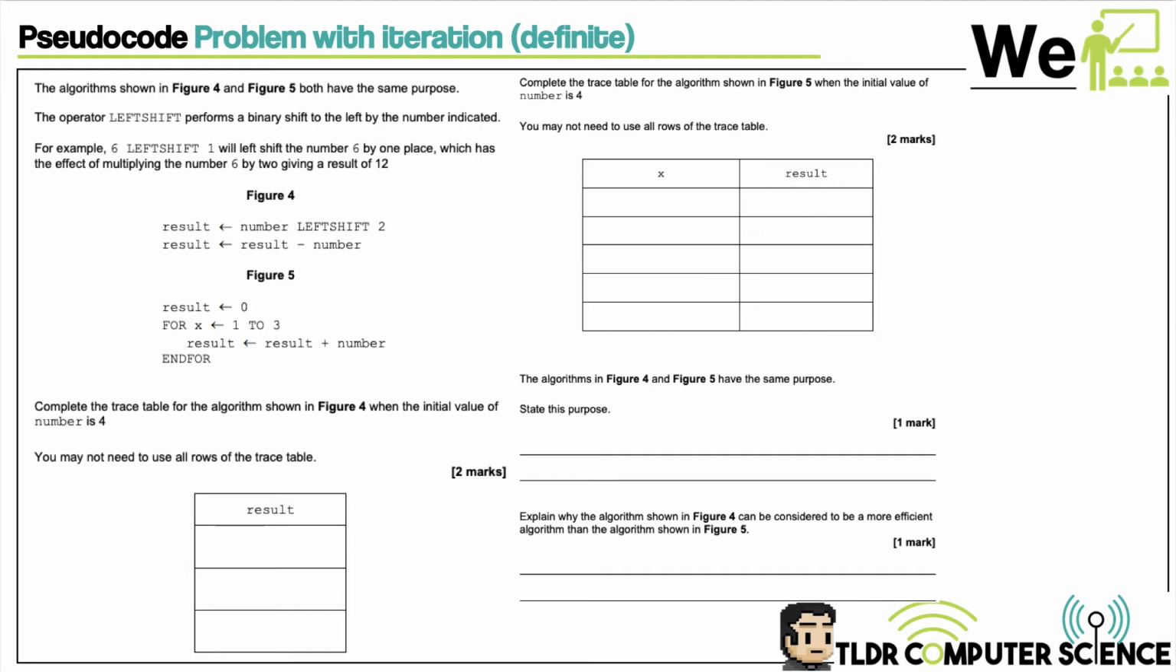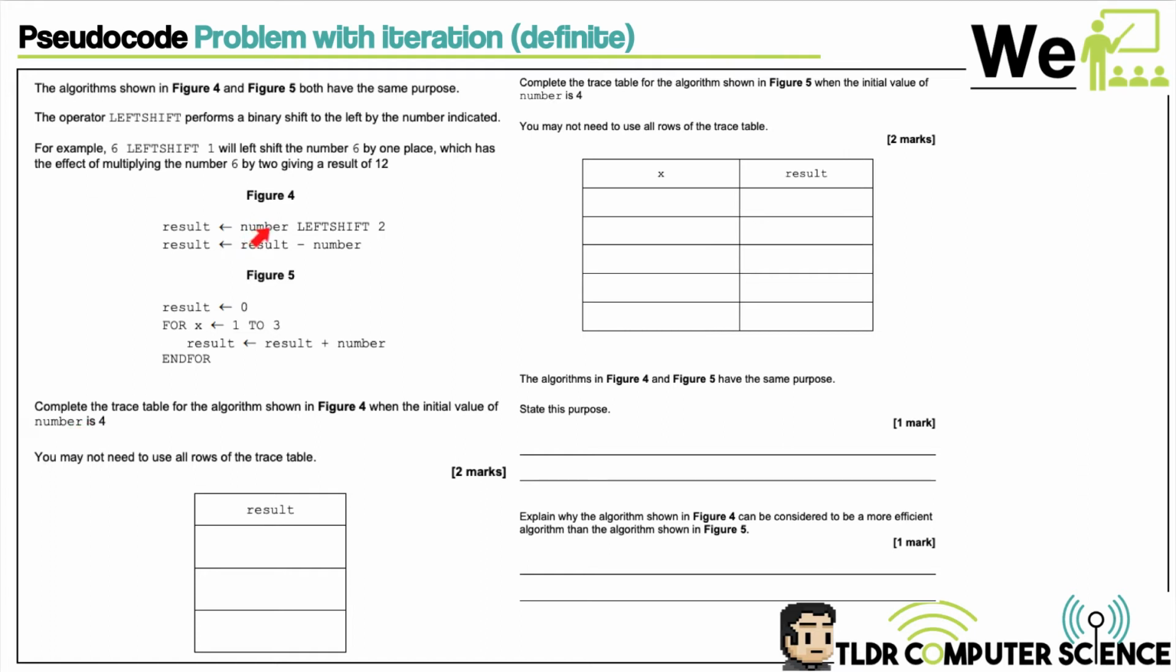Remember, if you go shift by 1, you double the number, shift by 2, you times it by 4, shift by 3, you times it by 8, and so on. For example, 6 left shift 1 will shift the number 6 by 1 place, which has the effect of multiplying the number 6 by 2, giving 12. Okay, and so here's 4. The other one is going to make use of a for loop to do it.